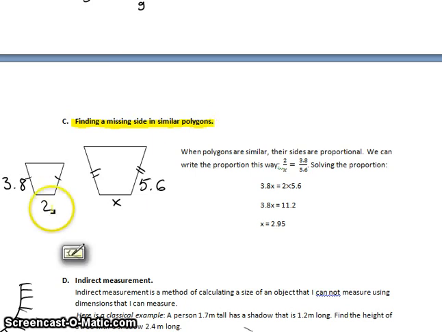So again, small side over small side, you see here 2/x equals big side over big side. See here 3.8 over 5.6. I have a proportion. I can solve it by cross multiplying the way you know by now. And here I solve this proportion for x. I am able to find the missing side of a shape when I know that the two shapes are similar.